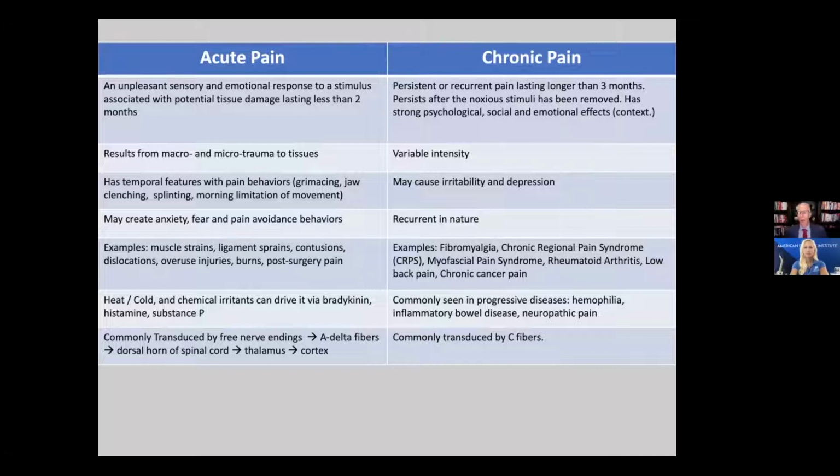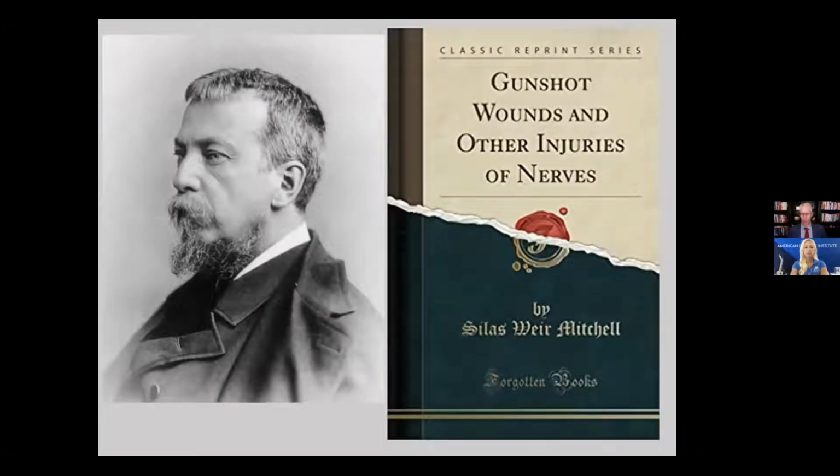We can sprain our ankle, tear some ligaments. We can have surgery and have pain from that. We can burn ourselves. We can just have emotional pain. But in terms of the chronic pain syndromes, there's fibromyalgia, chronic regional pain syndrome, and myofascial pain, and all the autoimmune diseases can cause pain as well. So let's go to the next.